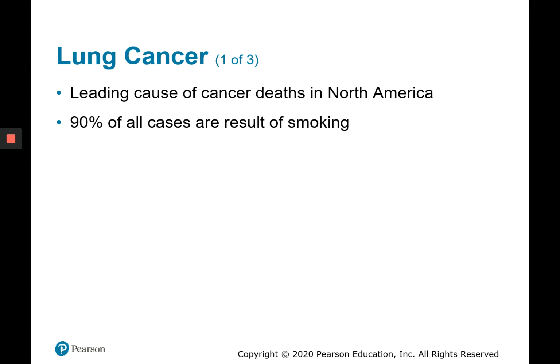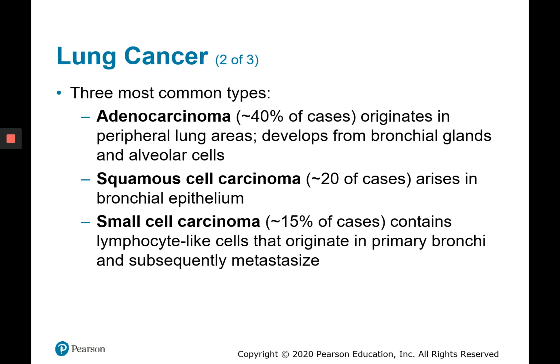And then last but not least, lung cancer. Lung cancer is our last homeostatic imbalance we'll look at. It's the leading cause of cancer deaths in North America. So most of the cases are going to be resultant from smoking. The three types are adenocarcinoma, squamous cell carcinoma, and small cell carcinoma. You see here that most cases are adenocarcinoma.